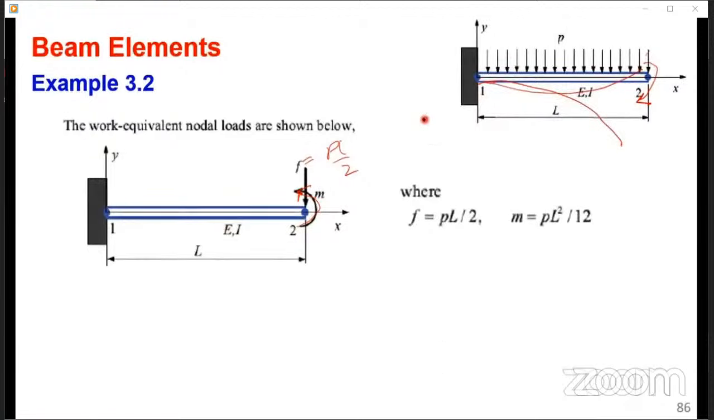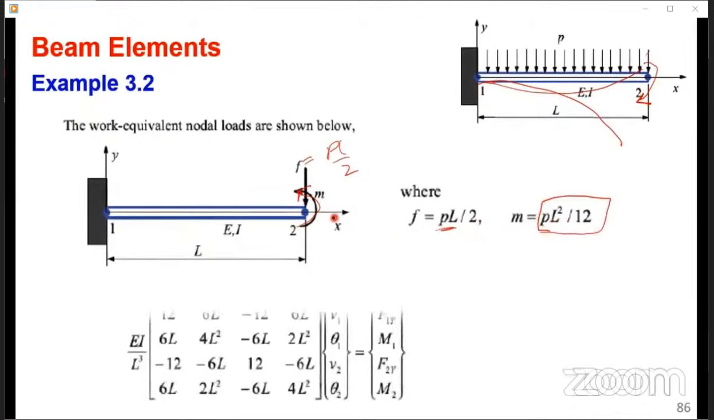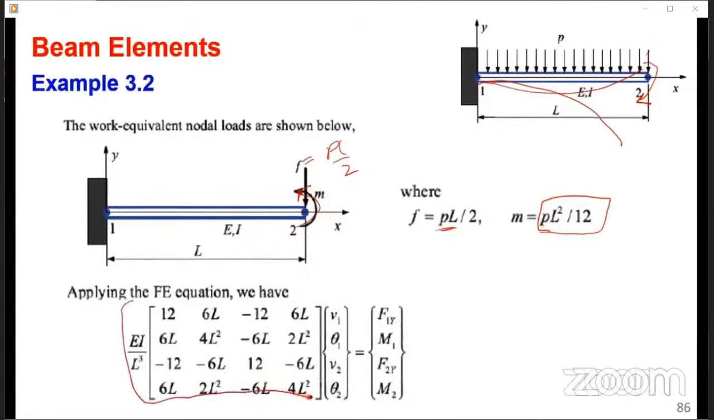Right. So F is now given as PL over 2. The moment is given by the fixed end moment, PL squared over 12, and it's positive. In this question, we have just one element. So quickly getting the stiffness, of course, you know it. Then we have only two nodes, and you go and solve this equation.